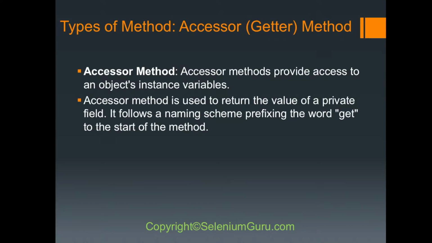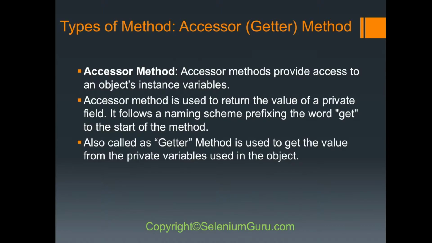The accessor method is used to return the value of a private field. It follows a naming scheme, prefixing the word get to the start of the method name. So when you see a method name starting with get, you know it's a getter method. It's also one of the important methods that you're going to use all the time in your real-time projects. Also called a getter method, it's used to get the value from the private variables used in the object.